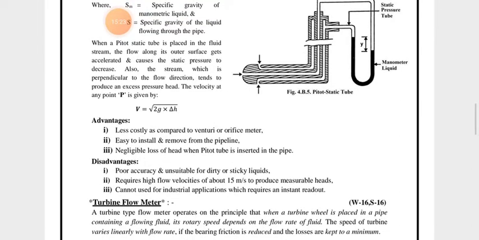And it requires a high flow velocity of above 15 meters per second to produce a measurable head. Next, it cannot be used for industrial applications which require instant readouts. So that is why the flow nozzle, or the Pitot static tube, is not applicable in the case of industrial uses.